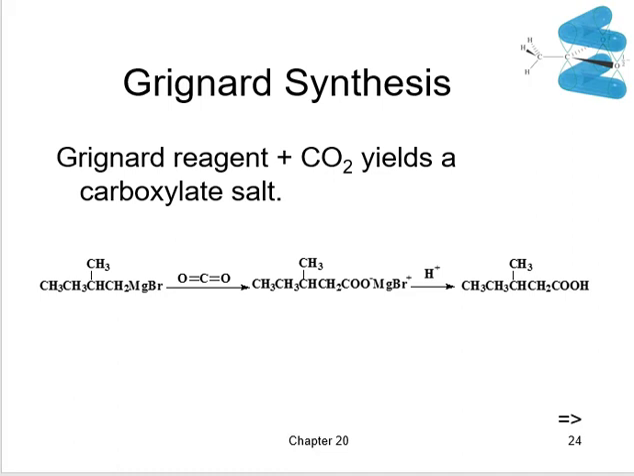Grignard synthesis. A Grignard reagent has the general formula RMgX. R is an alkyl group or aryl group, and MgX is a magnesium halide. Grignard reagent plus carbon dioxide yields a carboxylate salt. Here we add dry ice to supply the carbon dioxide. This is an example of preparing a carboxylic acid starting from a Grignard reagent.